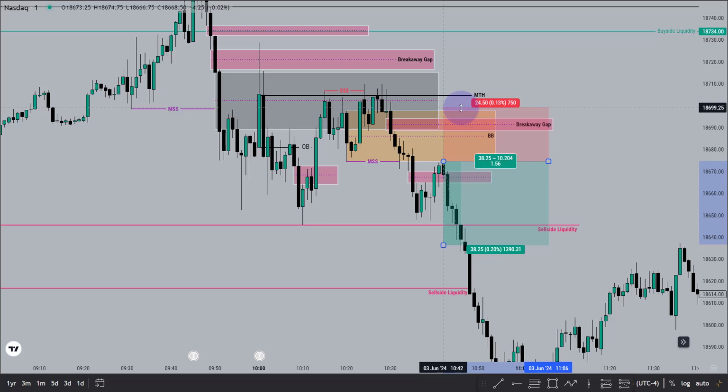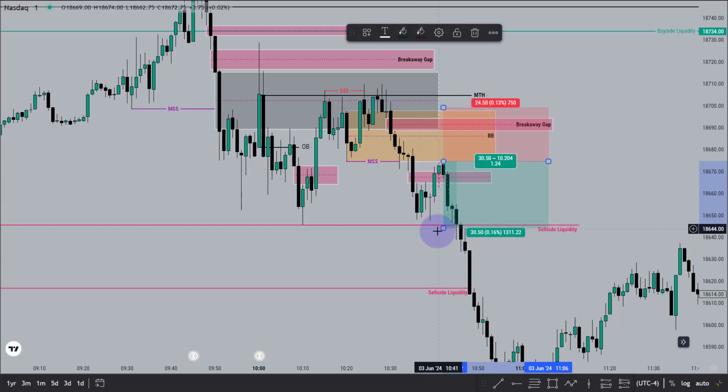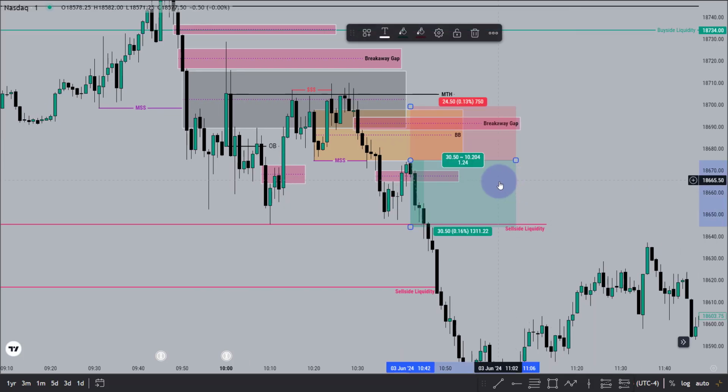Cover the breaker block with some mohawk or something like that, and just mark the sell side liquidity around that area. Now it is 1:1.24. Okay, 1:1.24 risk to reward ratio.